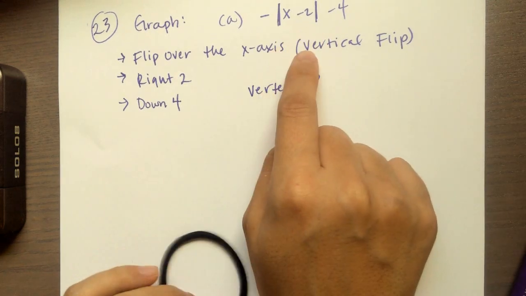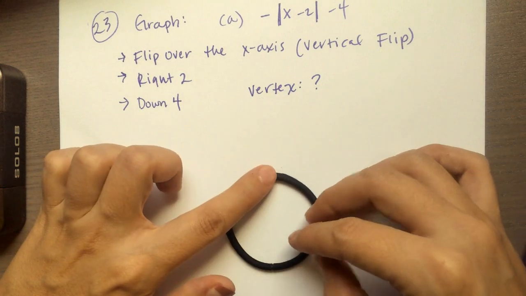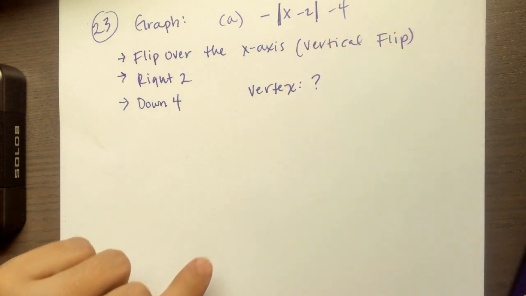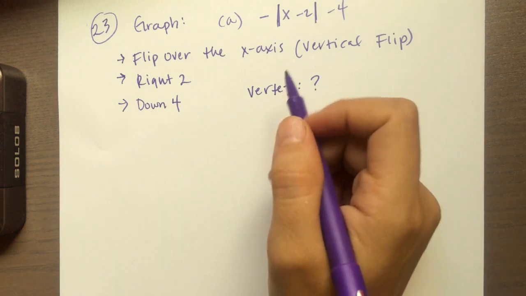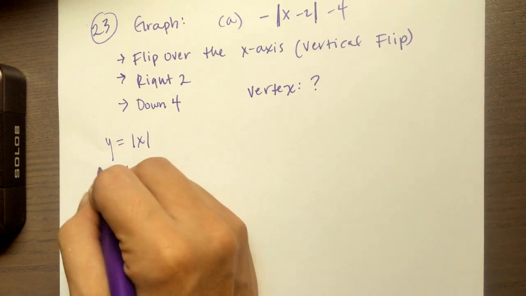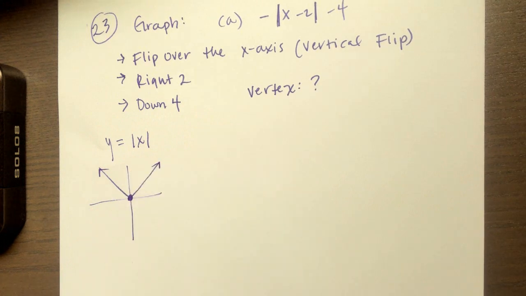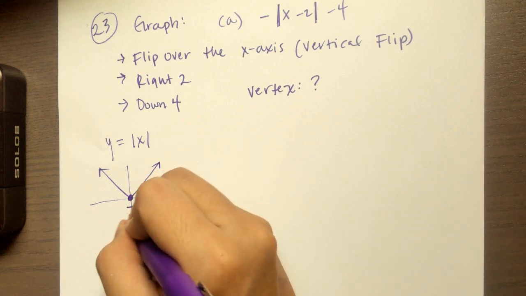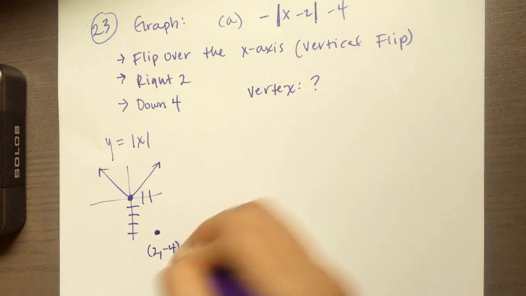Also, if you flip it upside down, so if I flip over the x-axis, this right here is not going to change my vertex. It's going to stay in the exact same spot. So the only thing I really care about is going right 2 and down 4. So if my parent function looks like this, this is what an absolute value parent function looks like, and I go right 2 and down 4, this is my new vertex. This would be (2, negative 4).